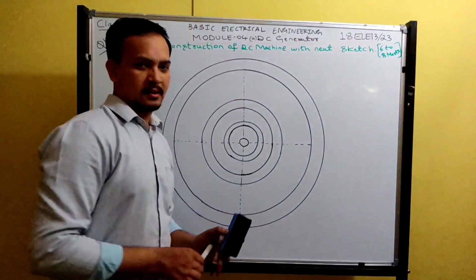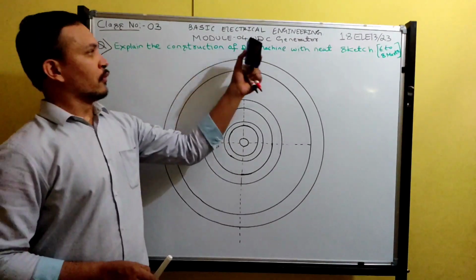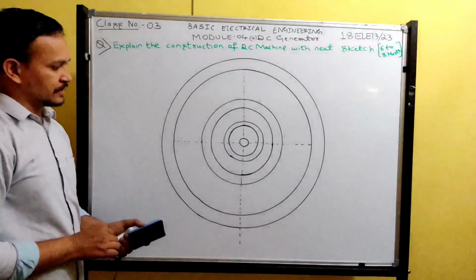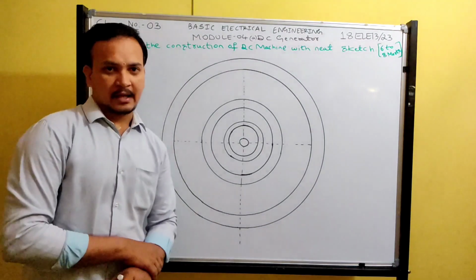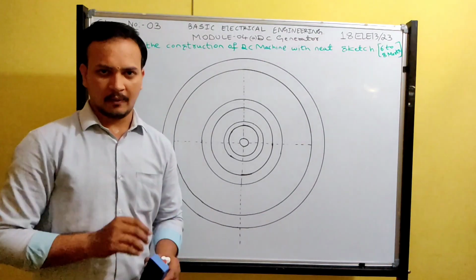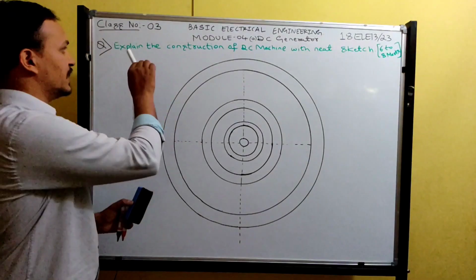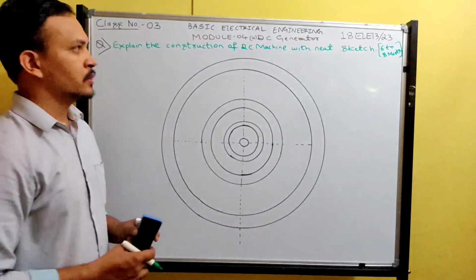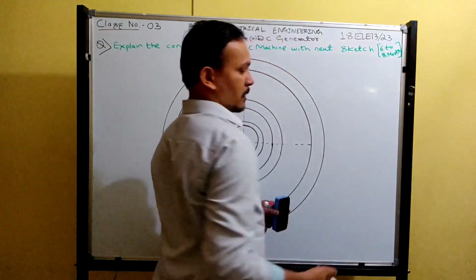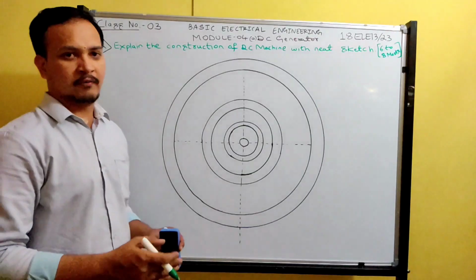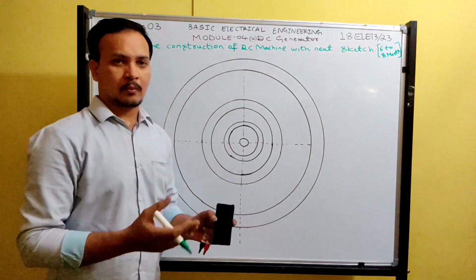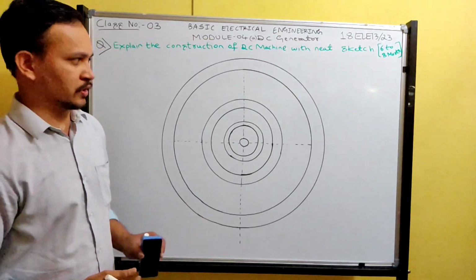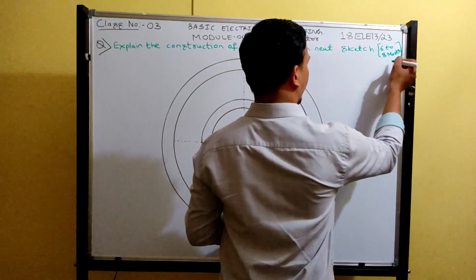So in this lecture, that is module 4, DC generator, we are doing class number 3. In this lecture I am going to explain the construction of DC machine in detail. This is a very important question for the university exam. The current batch is writing for the 5th time, and already 4 papers are over. In those 4 papers, this question was asked 2 times. So it is very important.